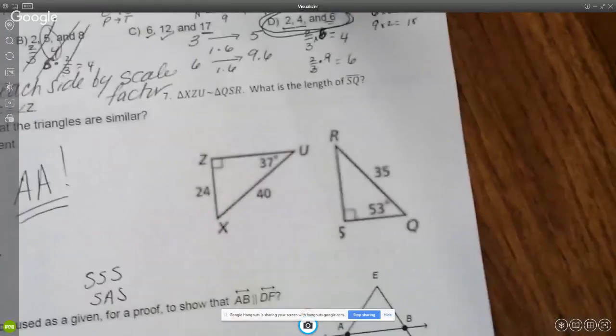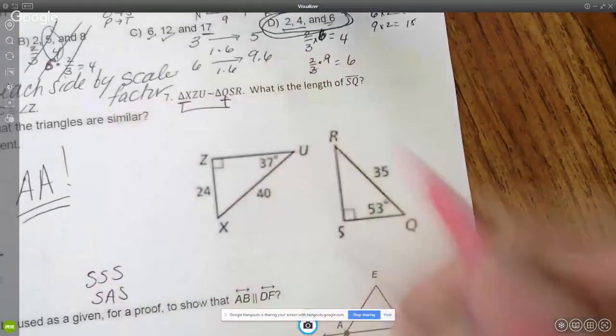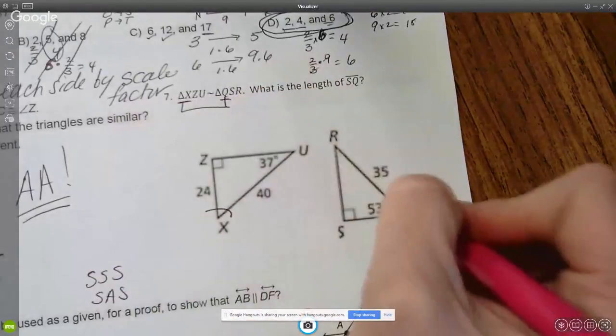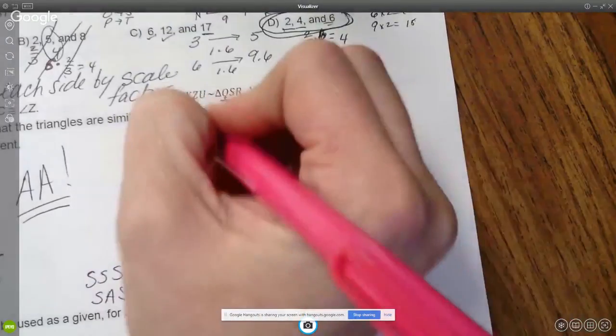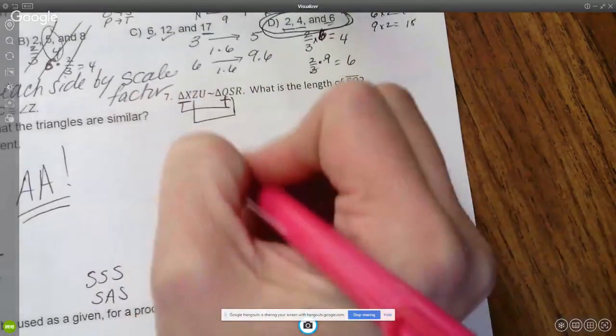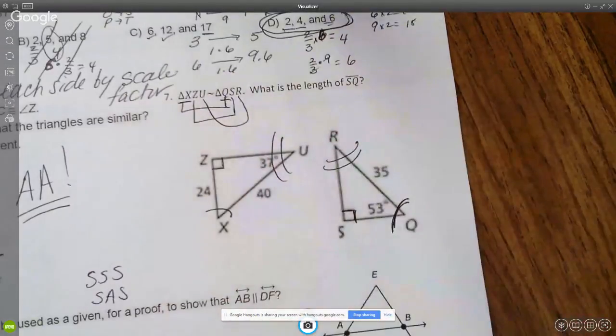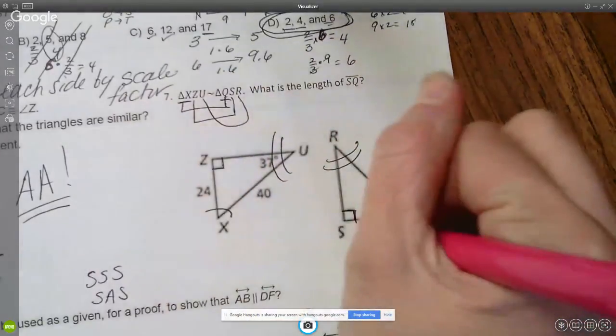A triangle XZU, so we know that X is going to match to Q, so I'm going to put a little X here, a little curve here. Z matches to S, so we can see that. Here's our right angles. And U matches to R. What is the length of SQ? This is what we're trying to find.